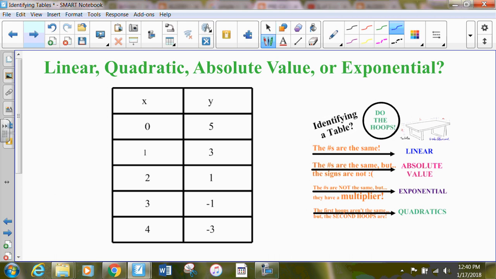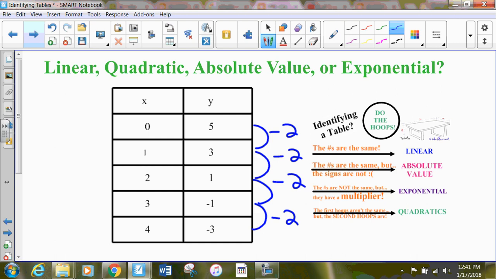So we're going to look at the output. We're going to say negative 3 minus a negative 1. Well, that's the same as negative 3 plus 1, right? That's negative 2. Negative 1 minus 1 is negative 2. 1 minus 3 is negative 2. And 3 minus 5 is negative 2.